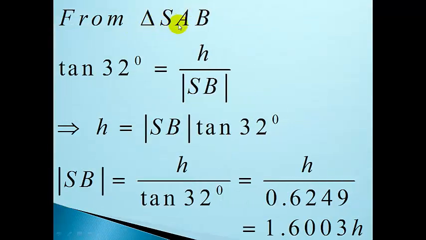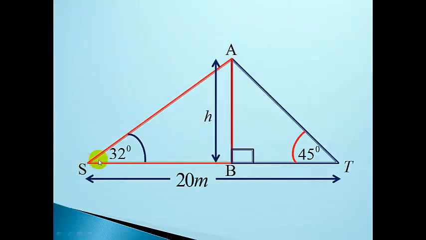From triangle SAB, and where do we have our triangle SAB? We have triangle SAB. AB is the height. 32 degrees is the acute angle. Take note that SAB is a right angle triangle. So we can see that the height H is opposite to the angle 32 degrees, and the side SB, that's the distance from S to B, is adjacent to the angle 32 degrees.